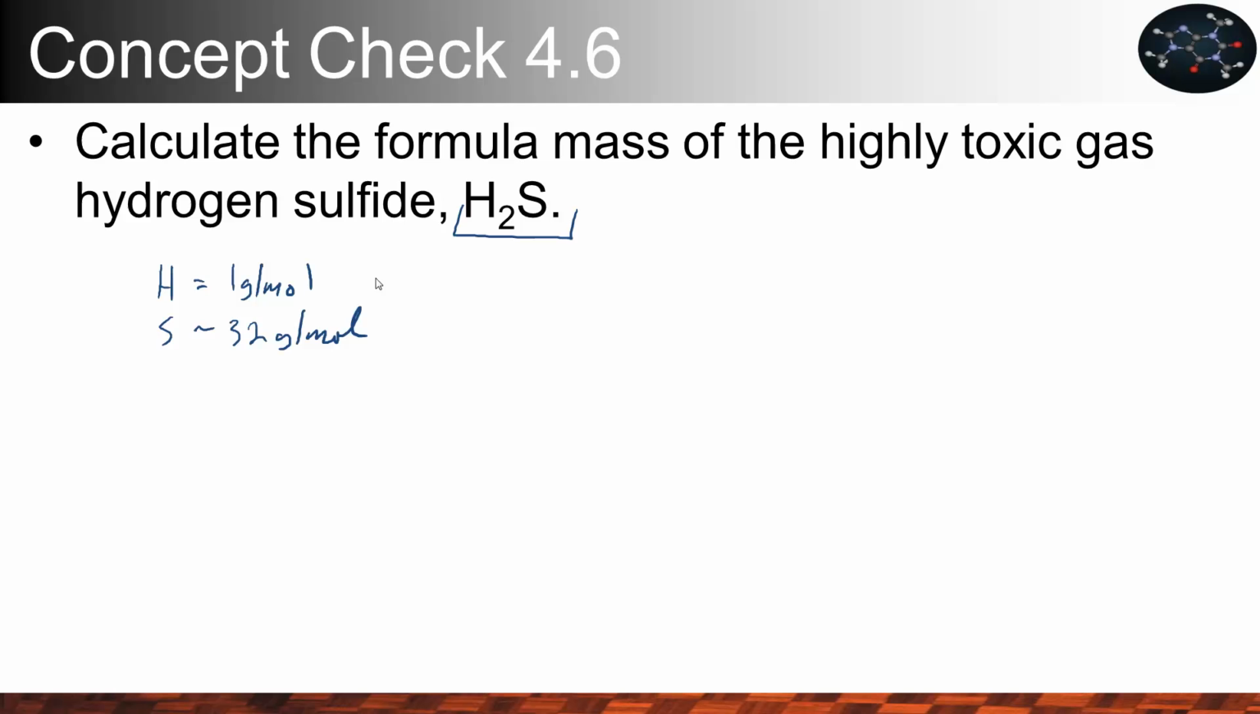So we add this up, we have 2 hydrogens, and that 2 subscript. We have 1 sulfur. So hydrogen sulfide gas, it would be 34 grams of hydrogen sulfide for every 1 mole of hydrogen sulfide. Pretty straightforward, right?